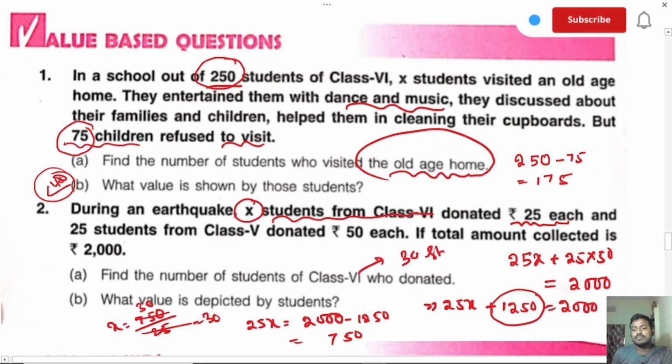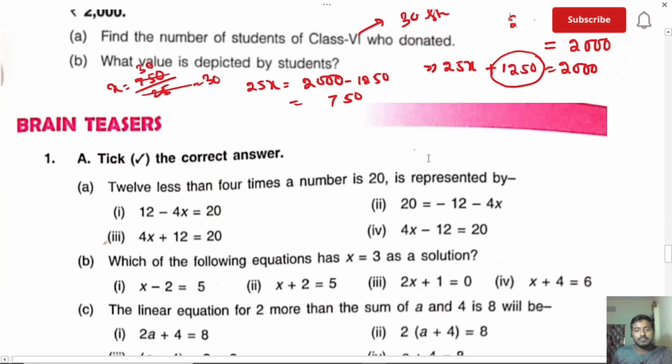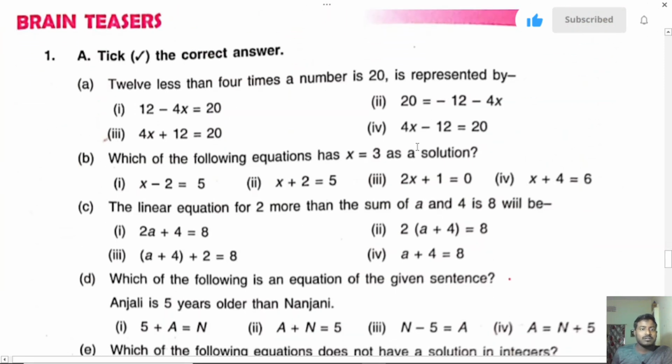Okay. Now next, brain teaser. Brain teasers. Now solve. Take the correct answer. 12 less, so minus 12. So from this we can write minus 12. Check where is minus 12. Option number IV. 12 less than 4 times x: 4x minus 12 equal to 20.